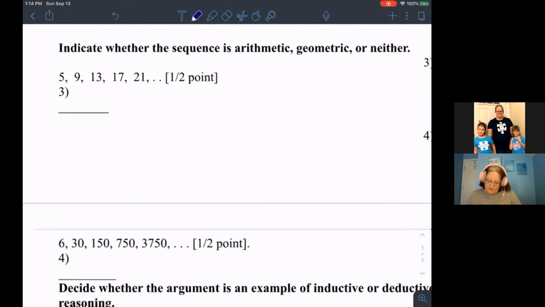Okay, so number 3, it says indicate whether the sequence is arithmetic, geometric, or neither. Arithmetic would be if we're adding the next terms in the sequence, and geometric is if we're multiplying. On this one, we have 5 to 9 is 4, 9 to 13 is 4, adding 4, 13 to 17, adding 4, 17 to 21, adding 4. Because we're adding, it's an arithmetic sequence.